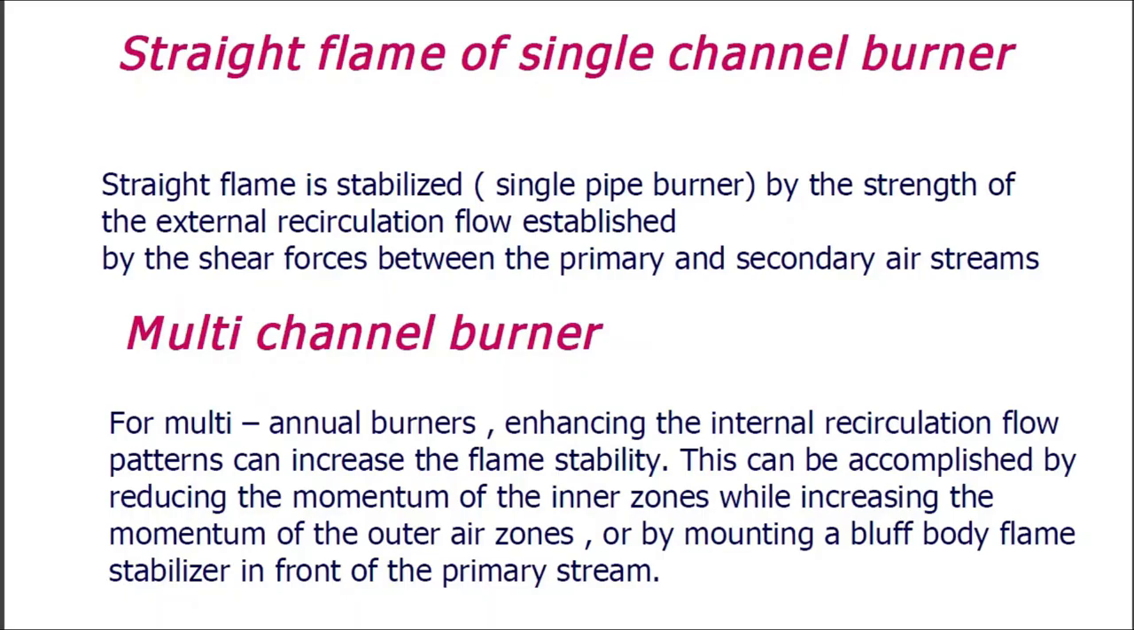The straight flame of a single channel burner. The straight flame is stabilized in a single pipe burner by the strength of the external recirculation flow established by the shear force between the primary and secondary air streams. Multi-channel burner: for multi-annular burners, enhancing the internal recirculation flow patterns can increase the flame stability. This can be accomplished by reducing the momentum of the inner zones while increasing the momentum of the outer air zones, or by mounting a bluff body flame stabilizer in front of the primary stream.